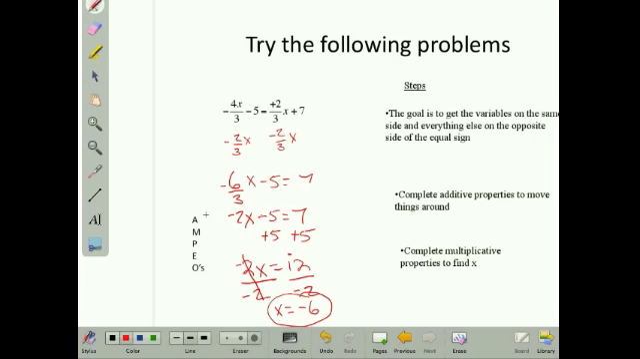And just lastly, the ampios: additive and multiplicative properties of equality are opposites.